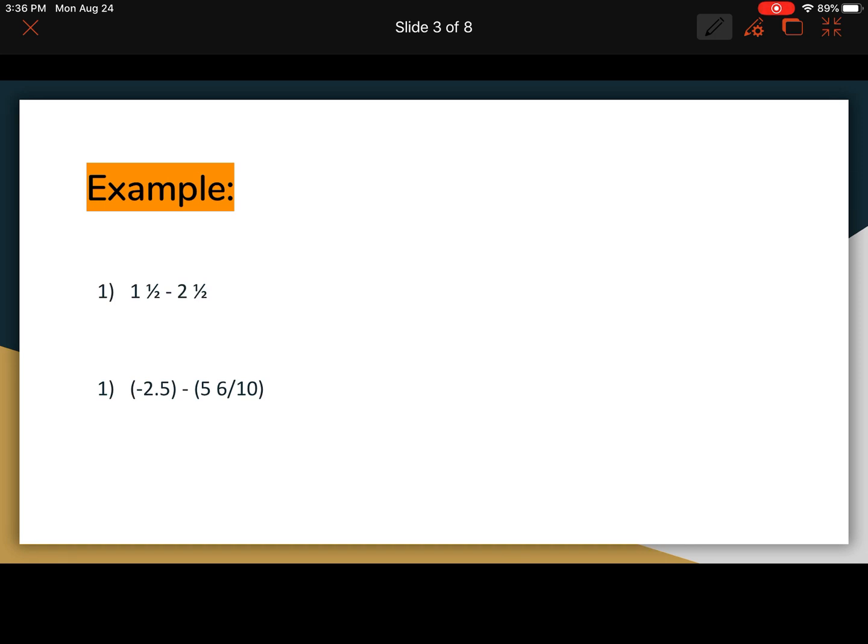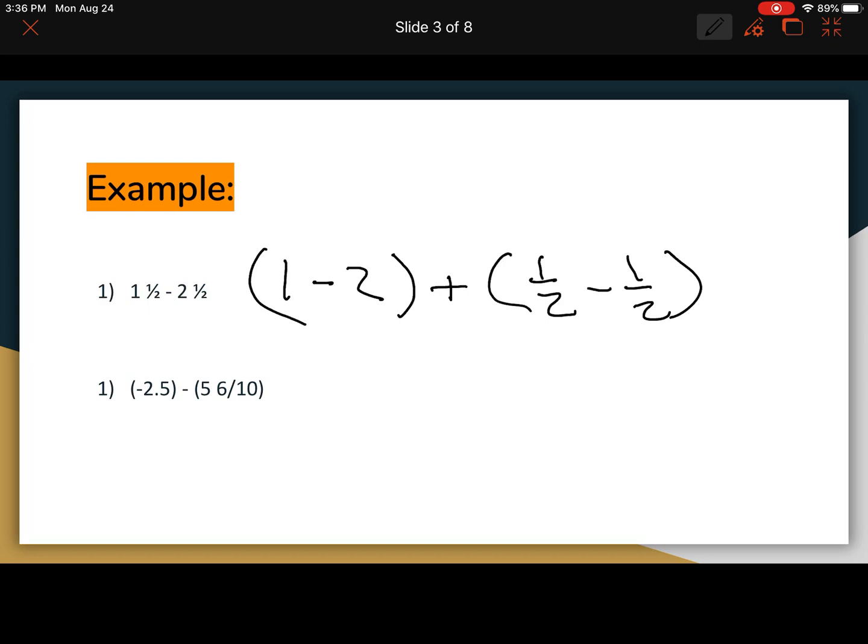For starters, we want to look at 1 1/2 minus 2 1/2. You could notice that while doing this, we could simply subtract the integers and then also add to them their fractional components, which is 1/2 minus 1/2. That's one way you could work through this problem, and then you'd see you get negative 1 plus 0, which is equal to negative 1.